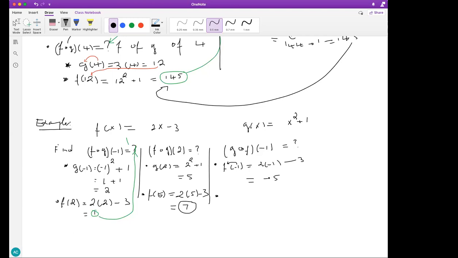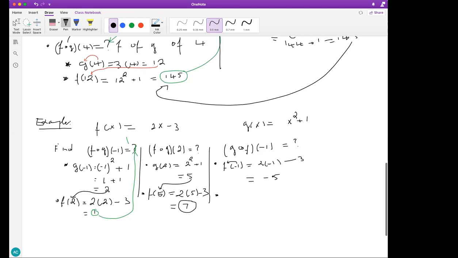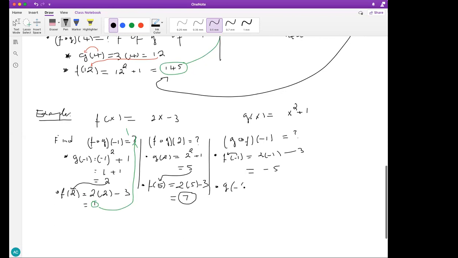Now we're going to take this one and plug it into G. So this one went here, this one also went here. Now we're going to take the -5, we'll go into the first one. So we did this F of -1, that's -5. That goes into G. It'll be G of -5.